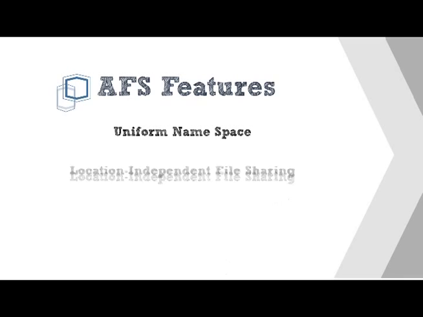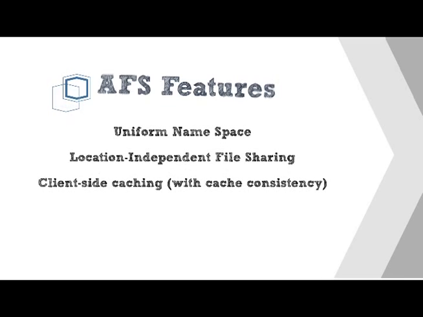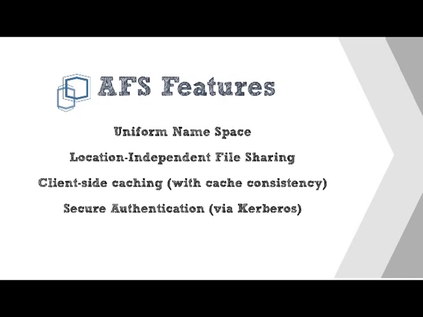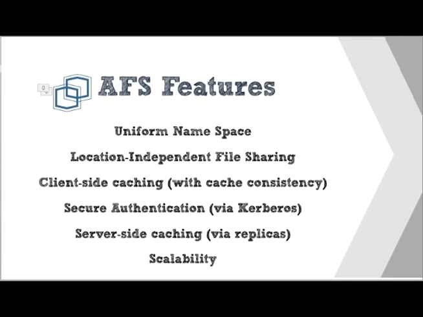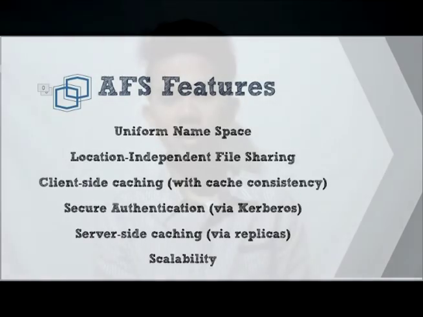Andrew File System seeks to solve complex issues such as uniform namespace, location-independent file sharing, client-side caching with cache consistency, and secure authentication via Kerberos. It also includes server-side caching via replicas, with high availability through automatic switchover to a replica if the source server is unavailable, and one of its formidable attributes, scalability. It is targeted to span over 5,000 workstations.